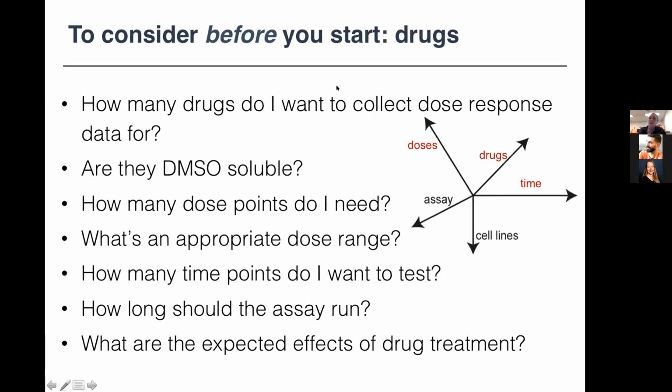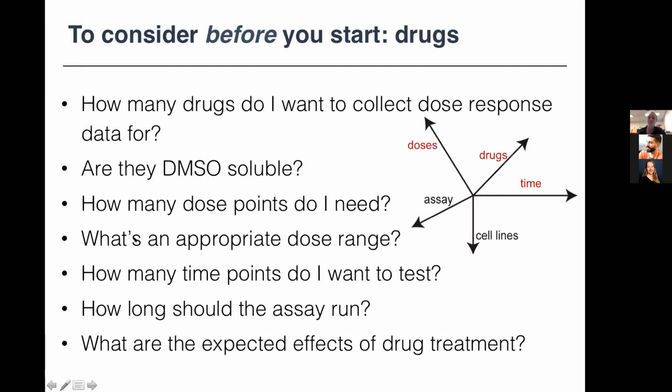And so the other thing to consider is how many drugs you want to screen or evaluate. Are they DMSO soluble? This can determine how you administer them to your multi-well plates. How many dose points do you need? Ideally, you want to be able to fit a nice sigmoid curve to your data, and so we typically do 9-point dose responses. You can do more points, you can do fewer points, but I wouldn't go a whole lot lower than 6 or 7 concentrations.